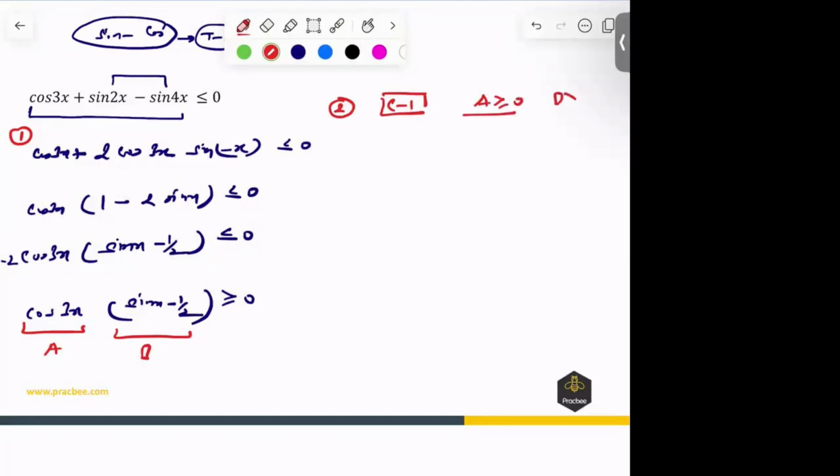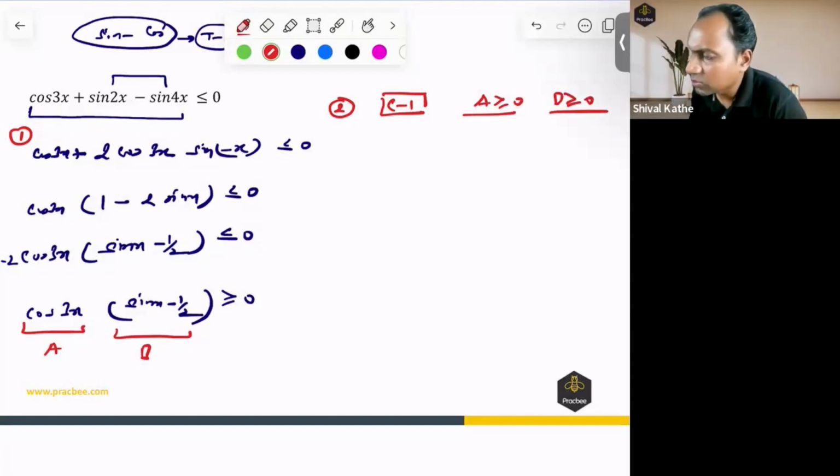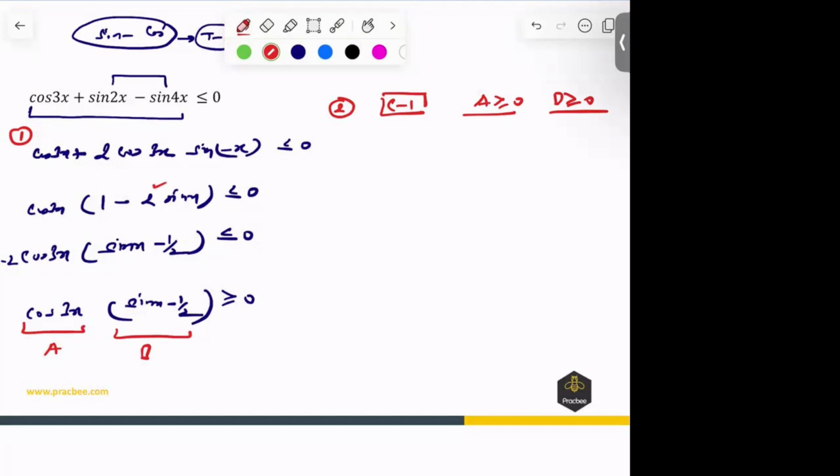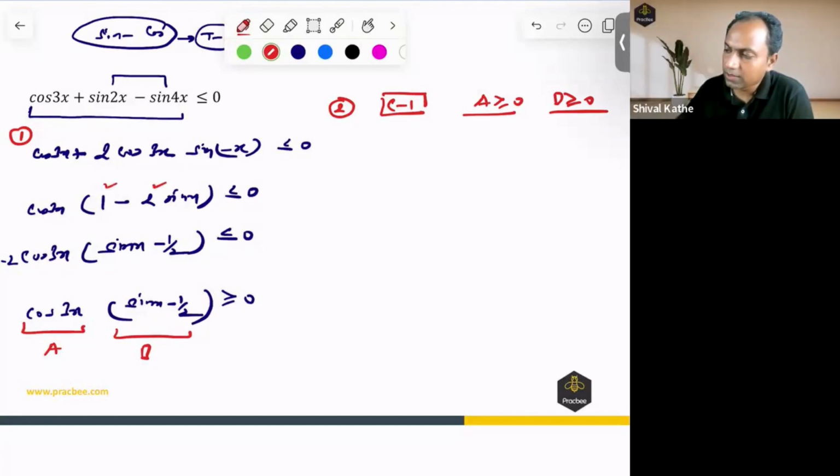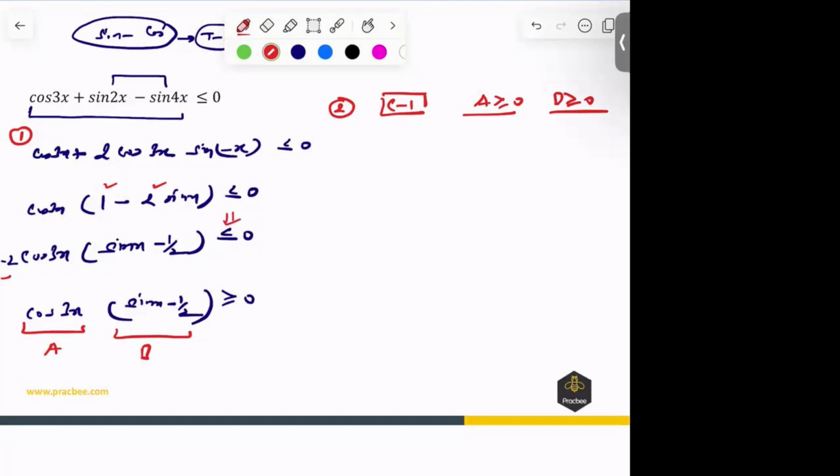And b. Third step, can you explain again? Third, what was the difficulty? Minus 2 I have taken common from here. Okay. So if I take it, it will become minus 1 by 2, right? And if I take minus 2 on the other side, the sign will get flipped. Okay. Yeah. My case 1.